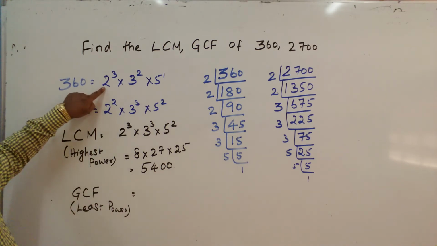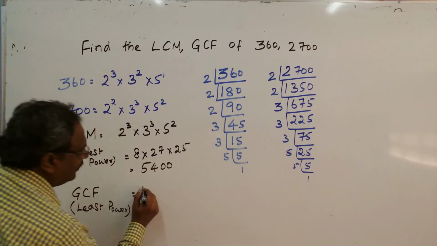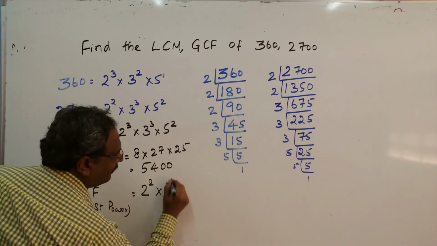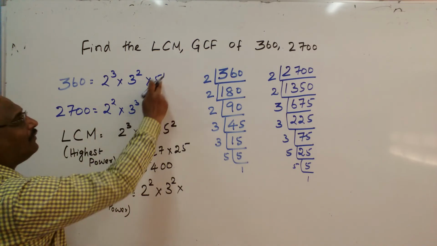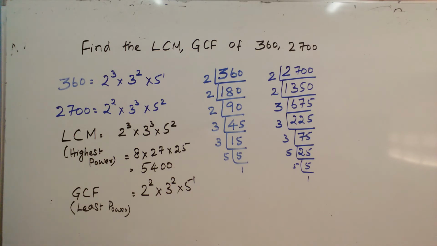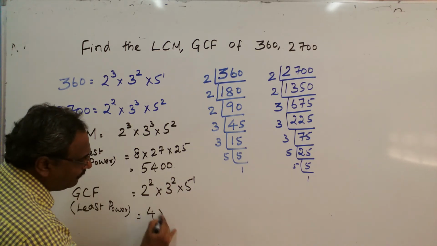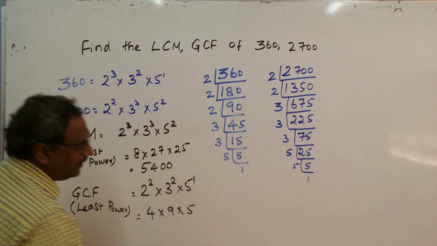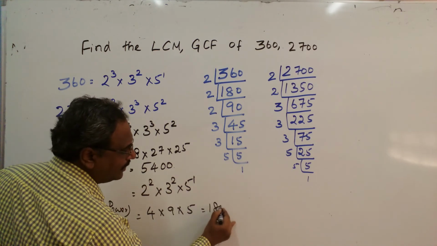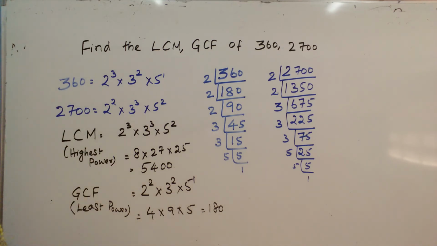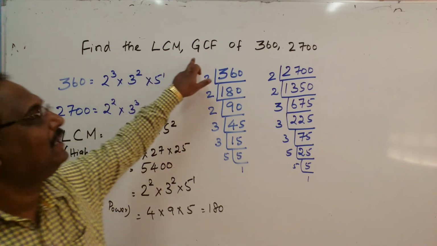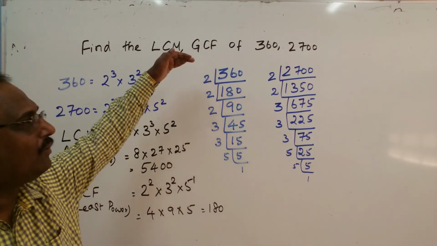When I check here, I have 2 power 3 and 2 power 2. The least power is 2 power 2. For 3 power 2 and 3 power 3, the least power is 3 power 2. For 5 power 1 and 5 power 2, the least power is 5 power 1. So I am going to multiply 4 times 9 times 5. So this is 20 times 9, which is 180.